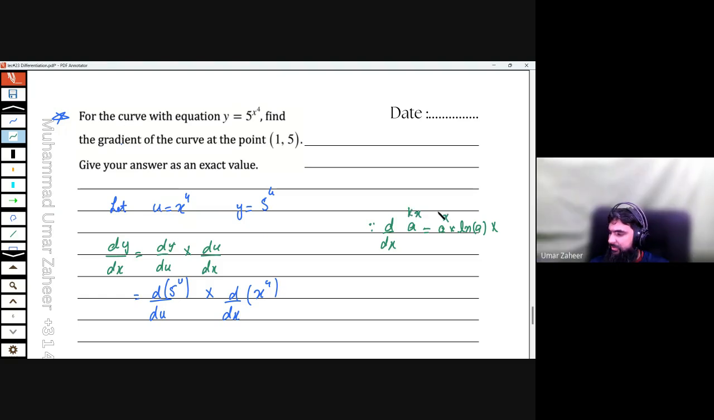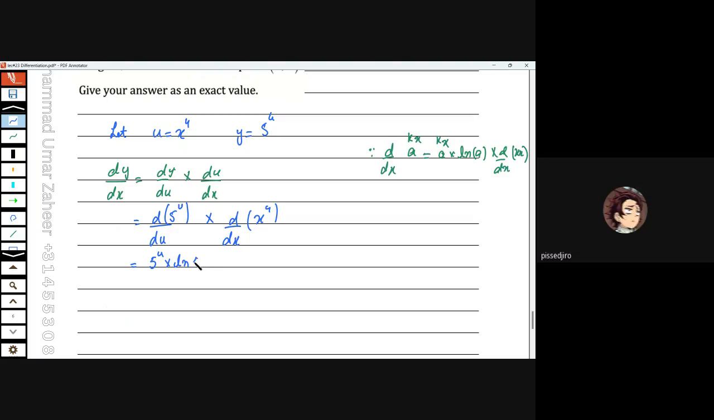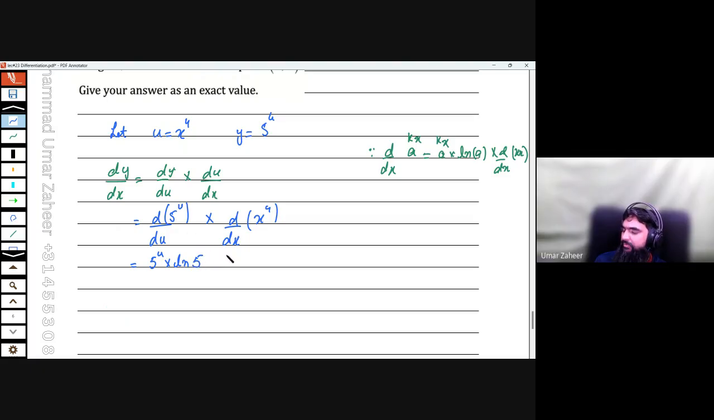Let's say it is k, so it will be k here. We have the derivative of a to the power kx, and the same formula is going to be used. We have 5 power u, so it will be 5 power u multiplied by the natural log of 5. And the derivative of u is 1, so there is no need to write it.